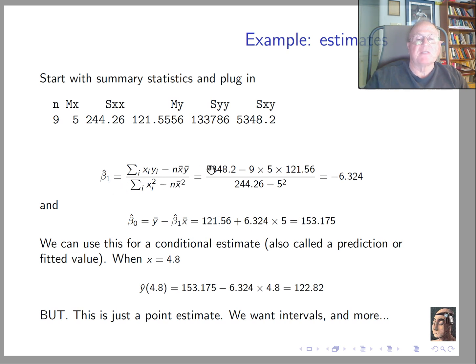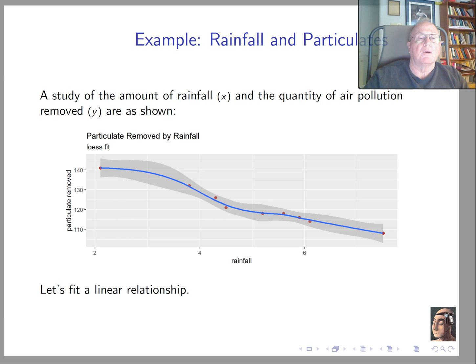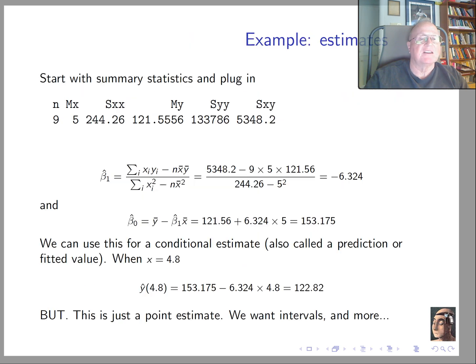And so we'll plug in for the slope first. That's the usual way to do it. And we'll get a negative slope, minus 6.324. At least the sign is correct. Slope's going down. And then we'll take that slope and plug that in, and we'll figure out what the intercept is when x is equal to 0, 153.175. Now, we can use this for a conditional estimate. If you have an equation, you've got to plug stuff in, right?